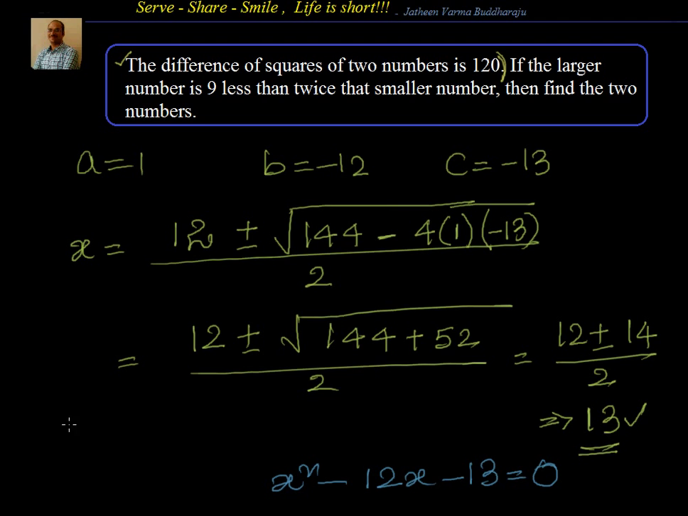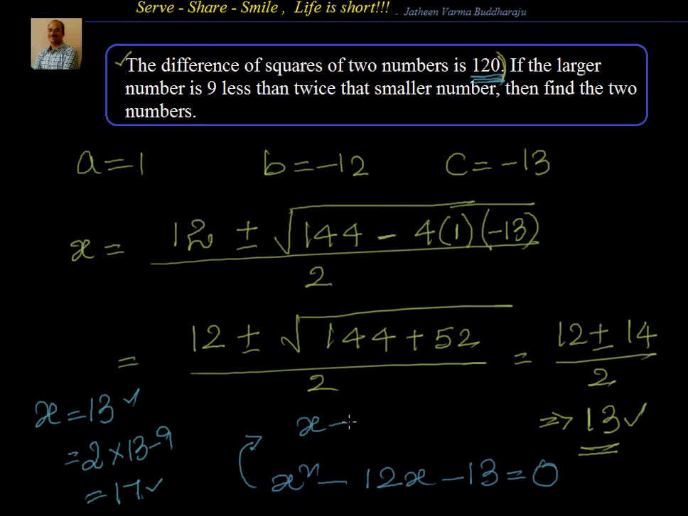If x equal to 13, what will be the other number? Other number, larger number, will be 2 times 13 and subtract 9. That's nothing but equal to 17. So we can check that 17 square minus 13 square should be equal to 120. So that's another example word problem on quadratic equations. We have solved it with quadratic formula. You can actually do it with factorization also.